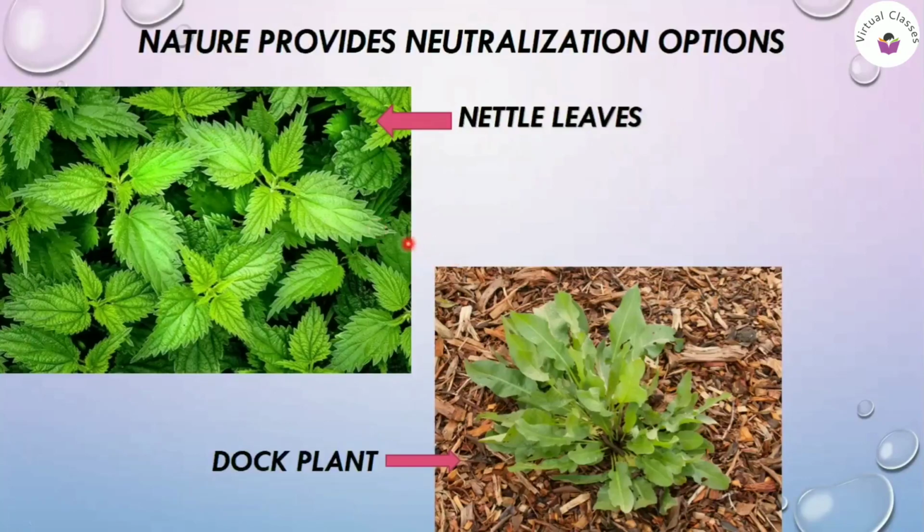A traditional remedy for curing them is by rubbing the area with the leaf of the dock plant as you can see here. As this dock plant is curing irritation which is caused by methanoic acid injected by these nettle leaves, this dock plant can be said to be of basic nature. Hence, the basic dock plant is neutralizing the acidic effect created by nettle leaves. Thus, it is proof that nature provides neutralization options too.